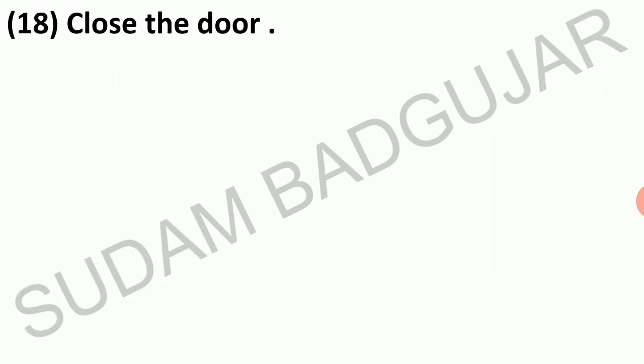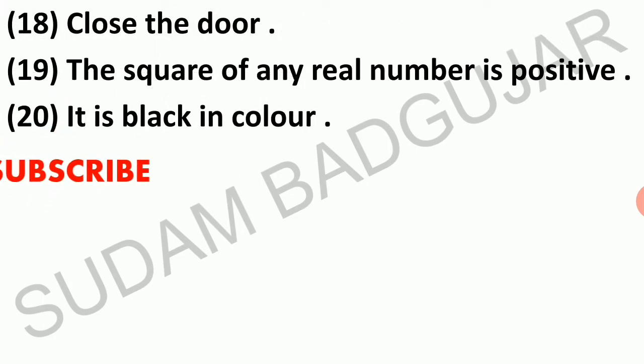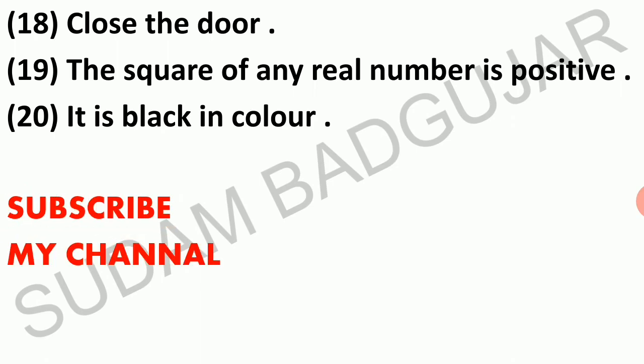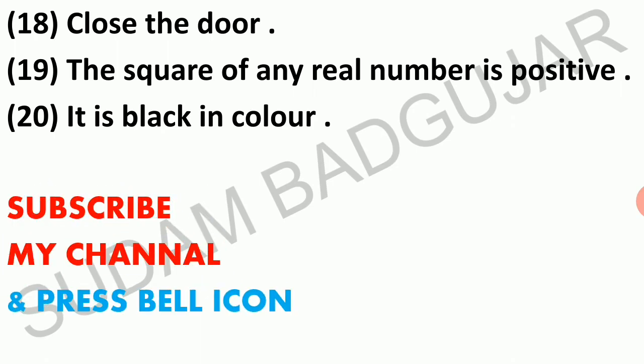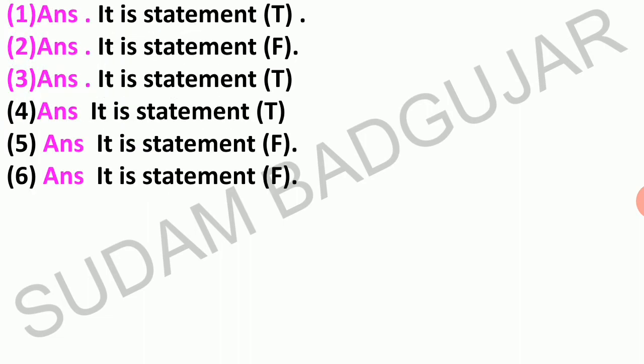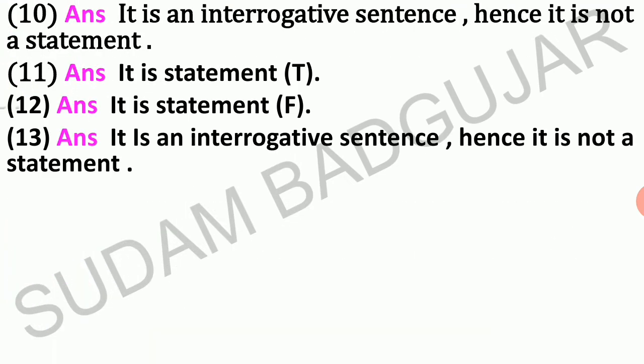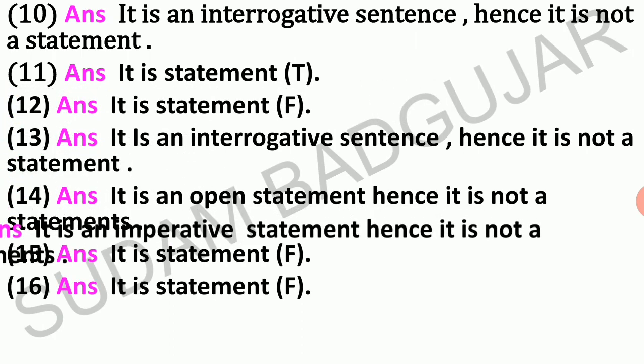Now next one is, close the door. The square of any real number is positive. Okay, it is black in color. Right, here answers are also given, just verify your answers. Now it is true or false, or it is a statement.